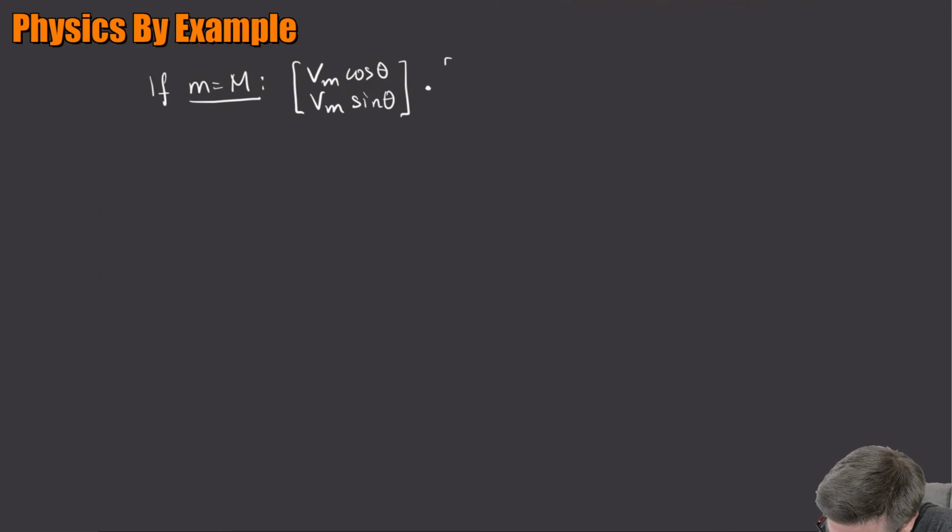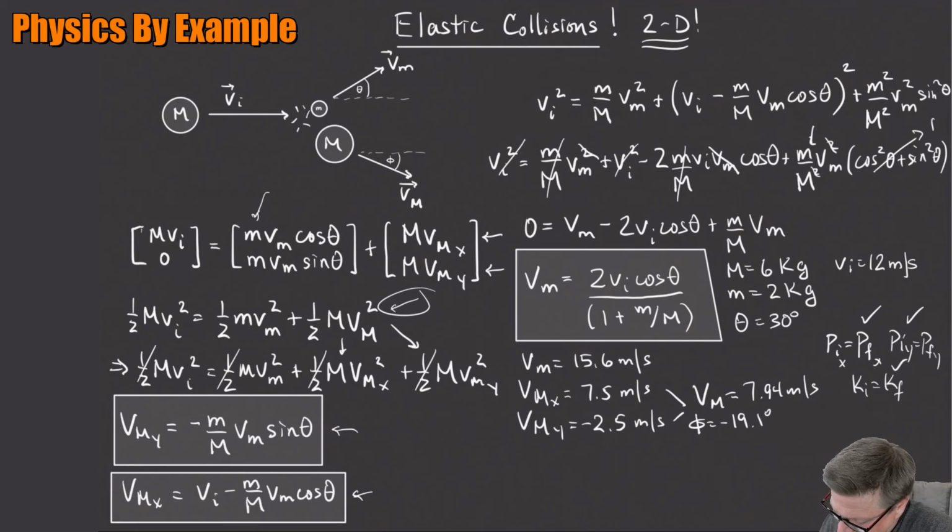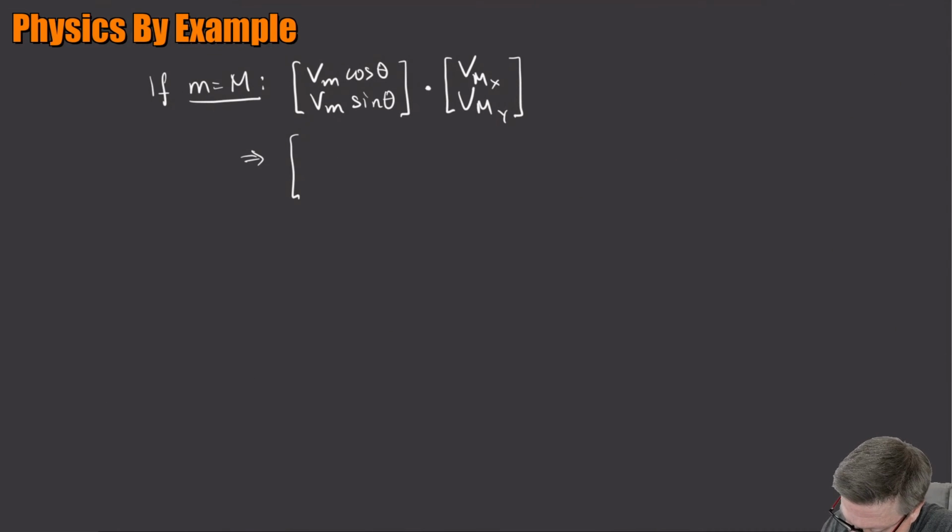And I'm going to take the dot product with V big M cosine theta and V big M sine theta. Well, we already kind of figured that out, didn't we? So let me go ahead and write it as Vmx and Vmy, since we already kind of figured out what those were. Vm cosine theta. Let's go back and check. Look at our equation for Vm right here. m over M, that's going to be 1, right? Because the masses are equal. So that's a 2 in the denominator and a 2 in the numerator. So Vm is just Vi cosine theta, right?